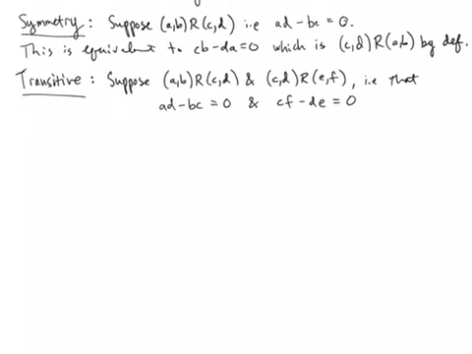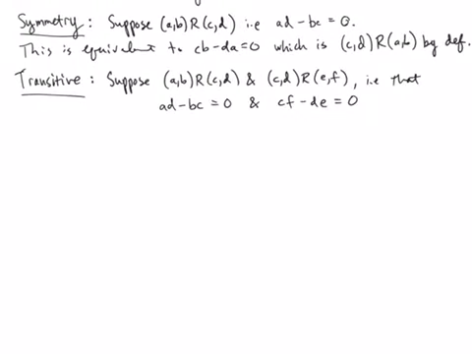And what we're trying to get to is that AB is related to EF. So let's write down where we're trying to go here. That's the same as AF minus BE equals 0. And so we're trying to bridge the gap from the two equations we have to that equation.